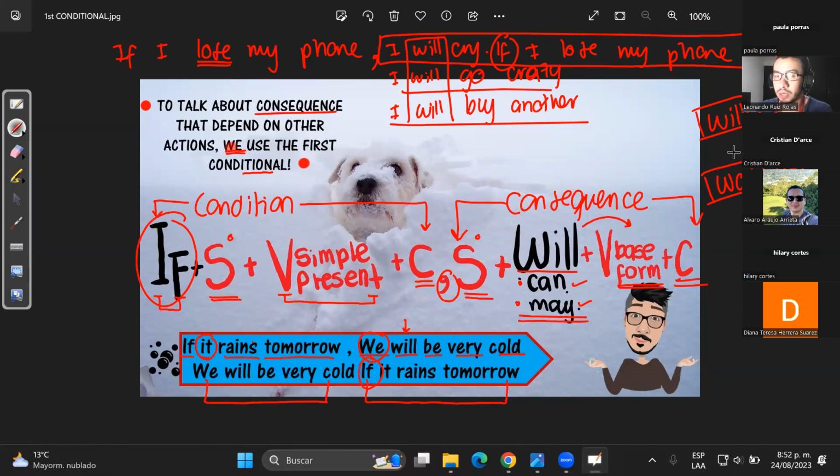¿Cuál es la diferencia entre uno y el otro? Will, que es el condicional 1, es una situación probable. Would, que es el segundo condicional, es una situación ya muy remota, muy irreal. Por ejemplo, ¿qué haría si tuviera superpoderes? Eso es algo que nunca va a pasar. Diferente a perder el celular, que es algo que sí puede pasar. ¿Listo, Pau? Entonces, will es más probable, would es mucho más remoto.